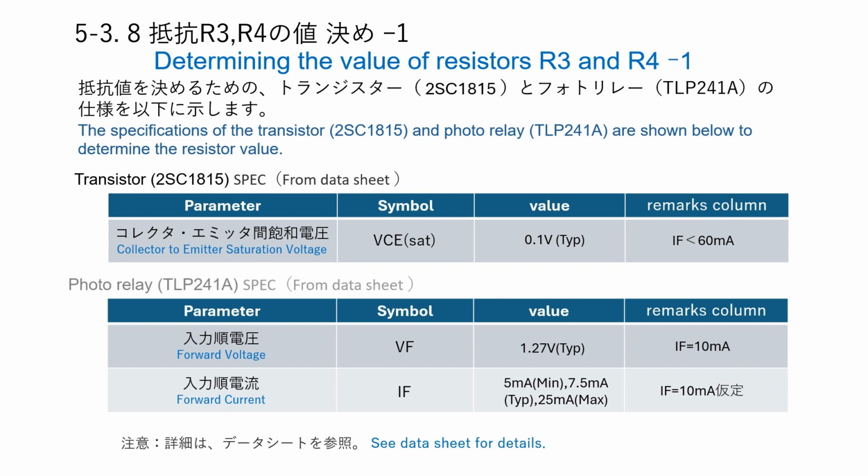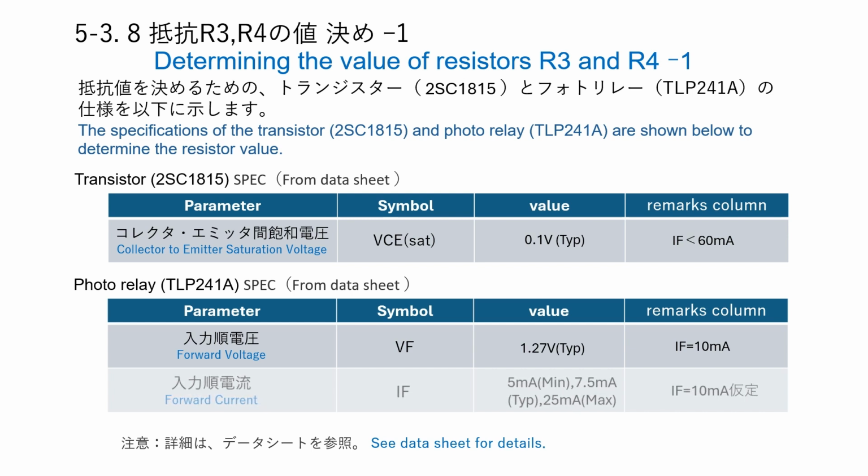Photo relay TLP241A, from datasheet. Forward voltage, VF, 1.27 volt. Forward current, IF, 5 mA minimum, 25 mA maximum. Target current IF equals 10 milliampere. Next, calculate it from the values in this datasheet.